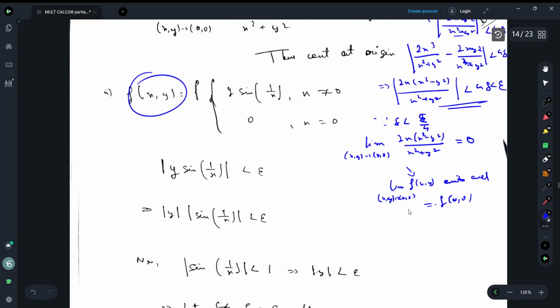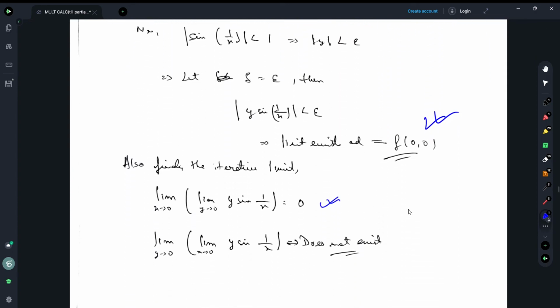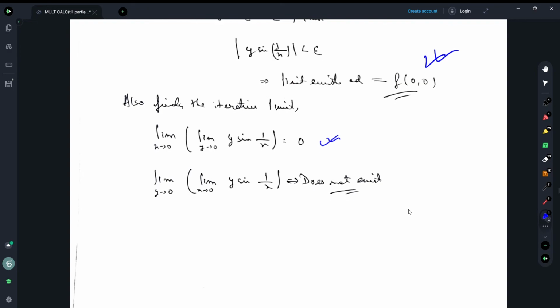You can do it on your own. A simple hint is that mod of sine of 1 over x is less than or equal to 1. You can use this. This is a very important example. If you try to find out whether this particular limit of y times sine of 1 over x exists or not, you will see that this limit will exist at 0 0 when the function is defined as f at 0 comma 0 is 0. Okay, you will see.